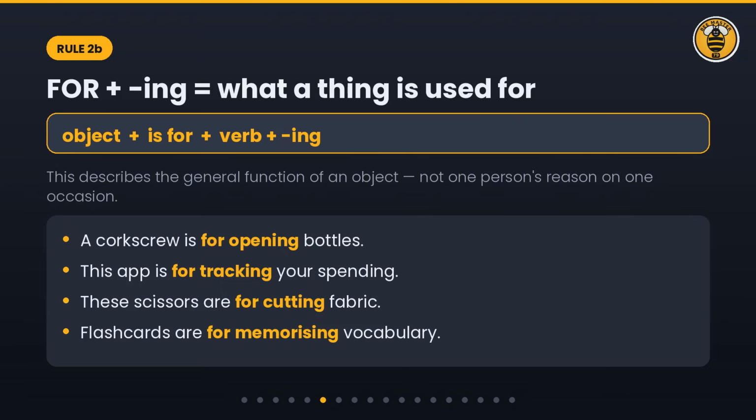A corkscrew is for opening bottles. This app is for tracking your spending. These scissors are for cutting fabric. Flashcards are for memorizing vocabulary. Now read those again, and notice one thing. The subject is always a thing, never a person. The sentence describes what the object exists to do. That single distinction is about to save you from a very common mistake.